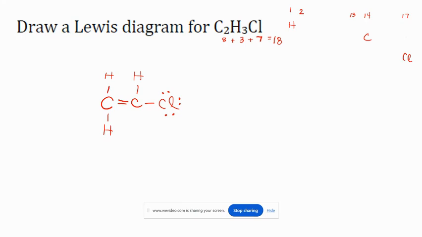Then that's going to give this carbon 2, 4, 6, 8. It's going to give this carbon 2, 4, 6, 8. It's going to give this chlorine 2, 4, 6, 8. And each hydrogen has 2. Is that okay? Makes sense? All right. So that's our first one here. Questions on that?